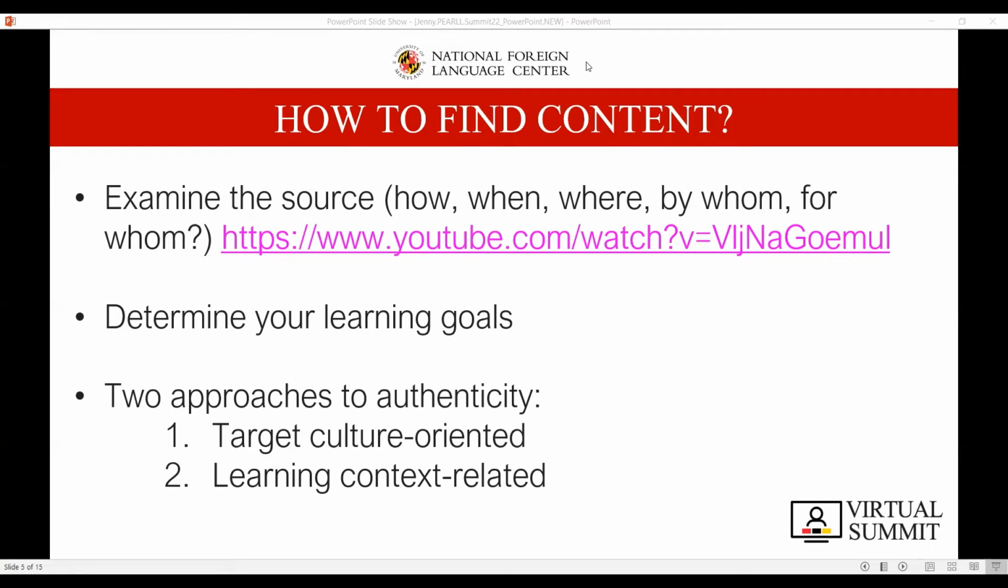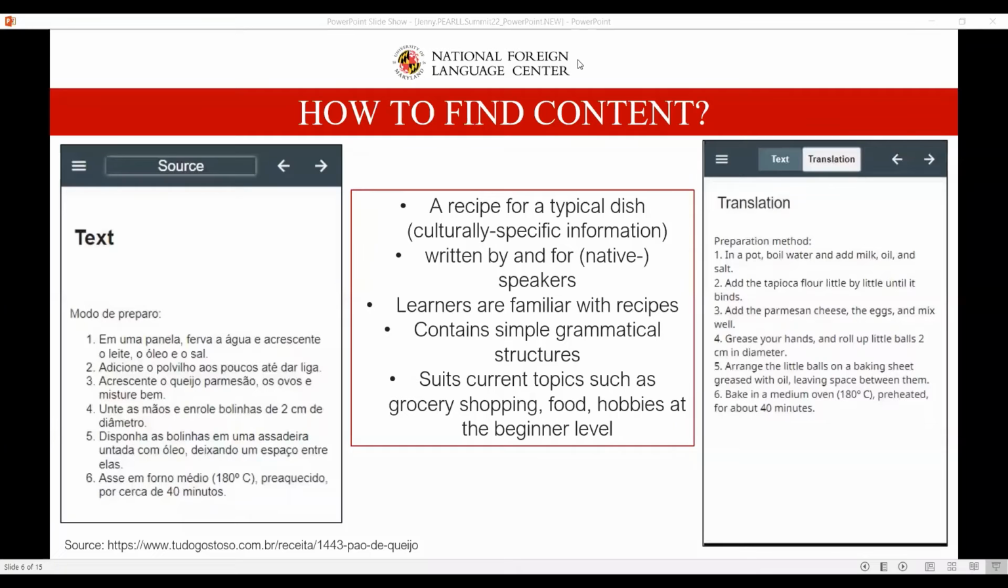So it is important to find a balance between using authentic content that informs about the target language culture, but gives learners a voice at the same time. Let's take a look at the following authentic reading text for language beginners of Portuguese. It is a recipe for pão de queijo, the typical Brazilian cheese bread, so it contains culturally specific information. The recipe was written by and primarily for Brazilian people and published on a recipe website that is well known in Brazil. However, most learners are familiar with the text genre recipe and might have experience using one.